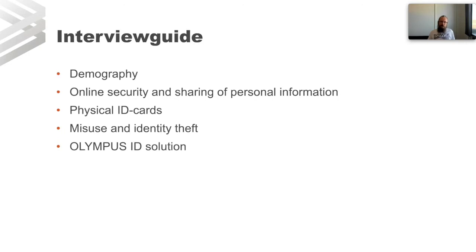So the interview guide that we used for interviewing these participants began with some demographic information. Then we wanted to talk to them about how they perceived online security and sharing of personal information, and whether or not they took any precautions when using stuff online and sharing their personal information. We also wanted to talk to them a little bit about physical IDs and this idea of switching from a physical ID to a virtual one. And we wanted to talk to them about their perception of misuse and identity theft. And then we wanted to present a design of an Olympus ID, which is a privacy attributes-based credential-based ID that we did in-house.